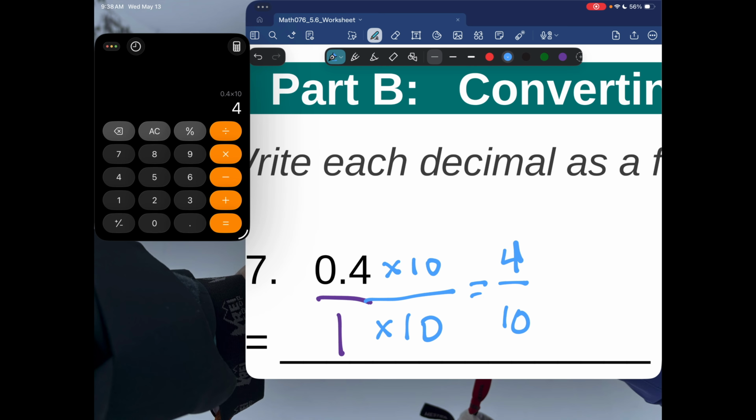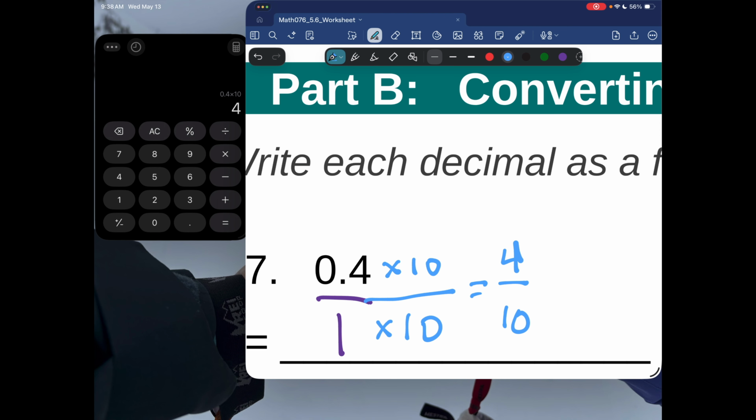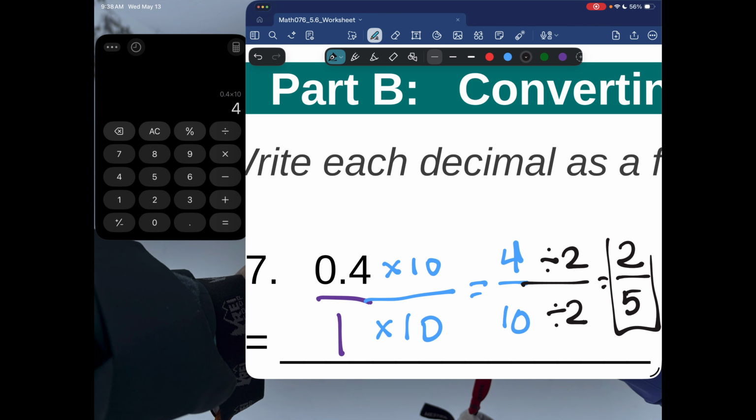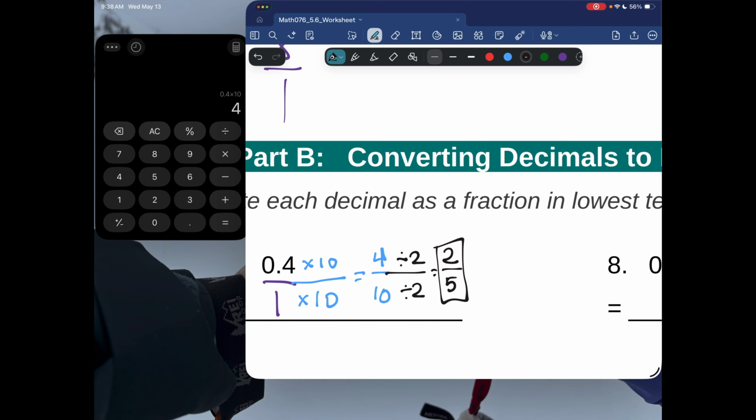And then this said to convert into the lowest form, or reduce into lowest form. These are both even, so I'm going to divide numerator and denominator by 2. And I get 4 divided by 2 gives me 2. And 10 divided by 2 gives me 5. 2/5. Okay, let's keep going.